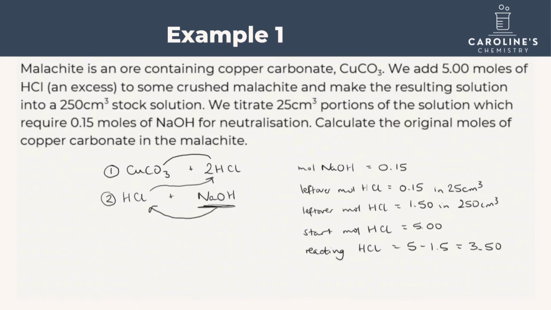Final step is to then work back to the copper carbonate. So this is a 2-to-1 ratio. Now I know how much hydrochloric acid reacted. I can work out the moles of CuCO3 by dividing by 2. So 3.50 divided by 2 gives us our overall answer of 1.75 moles.